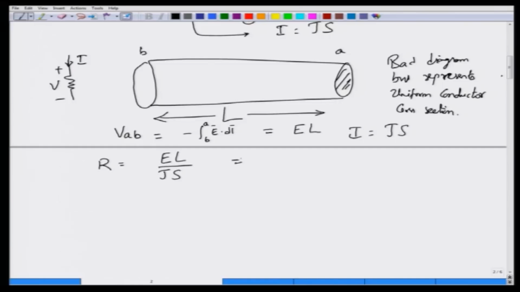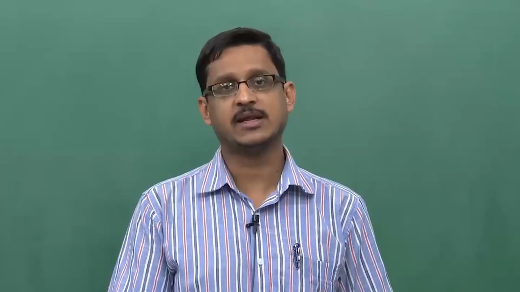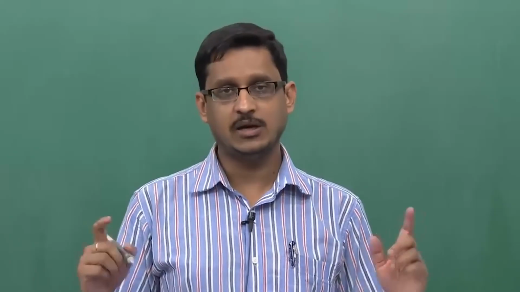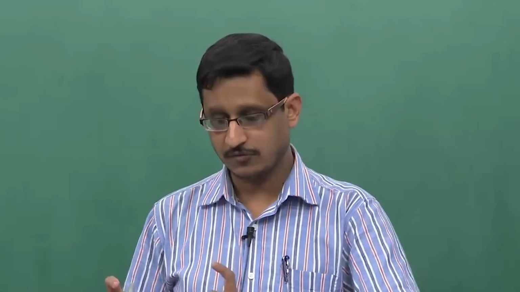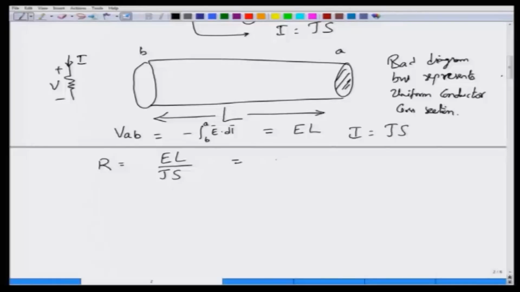However, I also know that J is related to the electric field, that is J is sigma times E from the field Ohm's law. So, from the field Ohm's law we have J equals sigma E. I can substitute that inside here to get sigma E into S in the denominator. Cancelling the electric fields from numerator and denominator gives me L by sigma S. Okay. This is a relationship that you must have seen quite earlier.